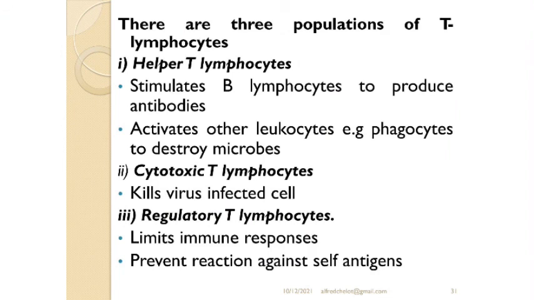Then we have three populations of T lymphocytes: the helper T lymphocytes, cytotoxic T lymphocytes, and regulatory T lymphocytes. Helper T cells stimulate the B lymphocytes to produce the antibodies, and they can also activate other leukocytes, for example phagocytes, to destroy microorganisms. Cytotoxic T lymphocytes kill virally infected cells, whereas the regulatory T lymphocytes limit the immune responses, and they also prevent the reaction against self-antigen, that is autoimmune reactions.